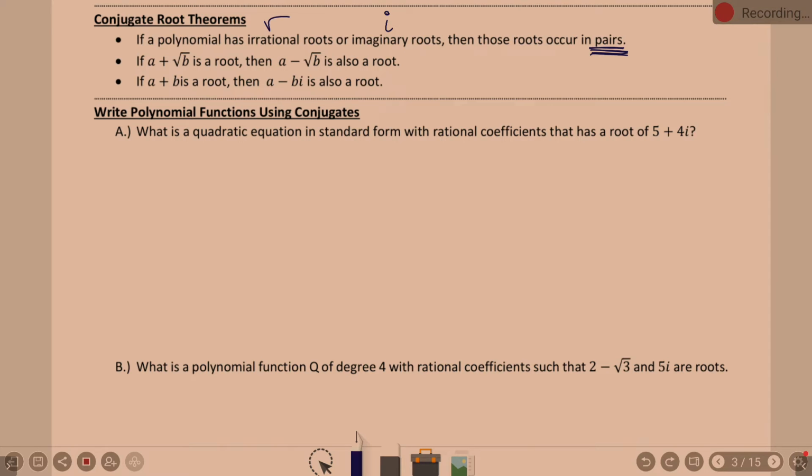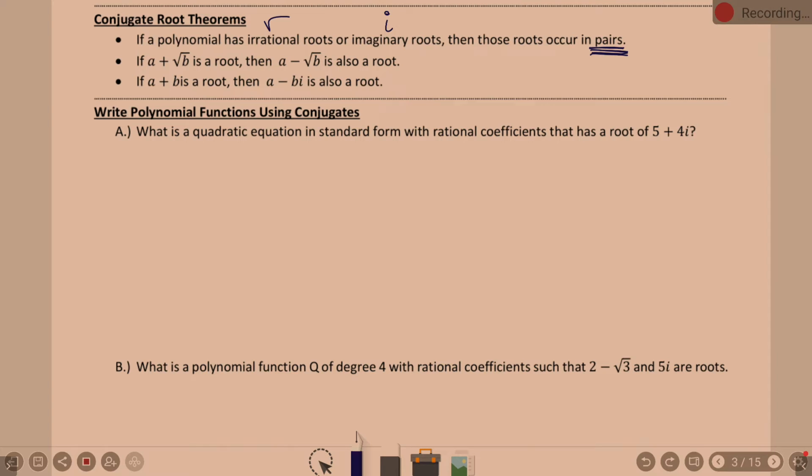Now, for instance, if a plus square root of b is a root, then a minus square root of b is also a root. They are what we call conjugates. I don't know if I've used that word this year in this class or not. Maybe just in pre-calc, but they're conjugates in that they have the same pieces, but the sign in the middle is opposite. So if a plus square root of b is a root, so is a minus square root of b. Same thing is true for imaginaries.